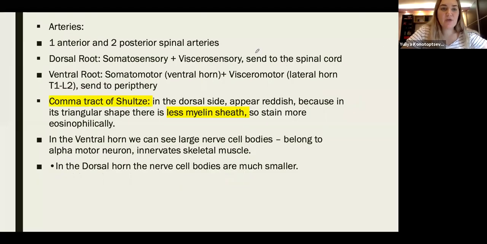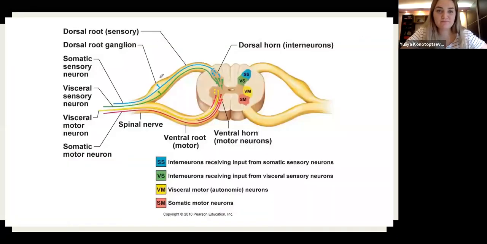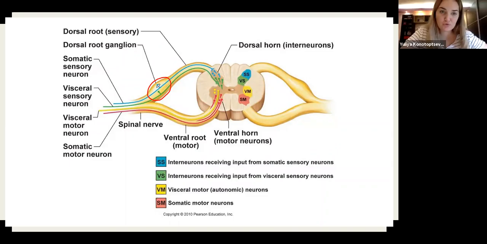Okay, arteries, we have talked about them. Dorsal root, ventral root, you remember, right? So dorsal root is the one which is coming in, ventral root is the one which is going out from the spinal cord. In the dorsal root, we have something. What is in the dorsal root? Dorsal root ganglion.